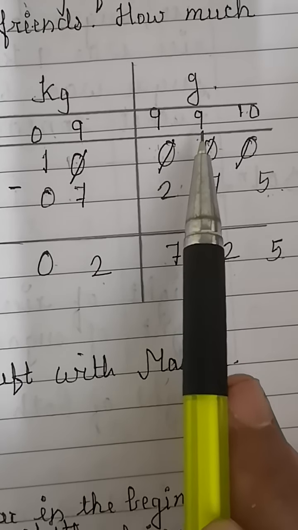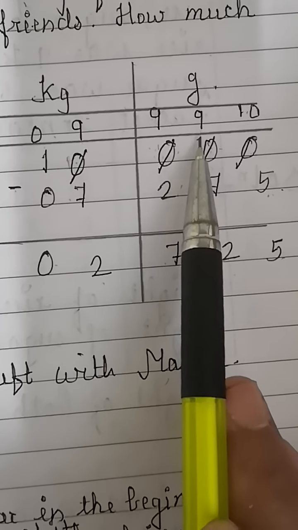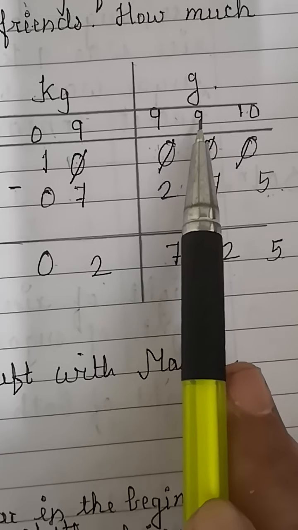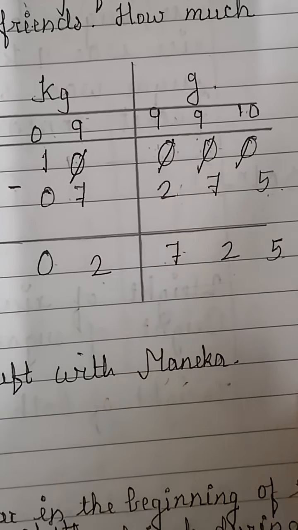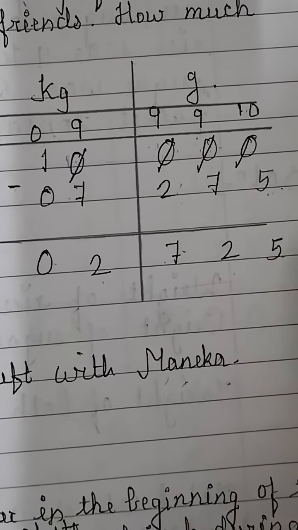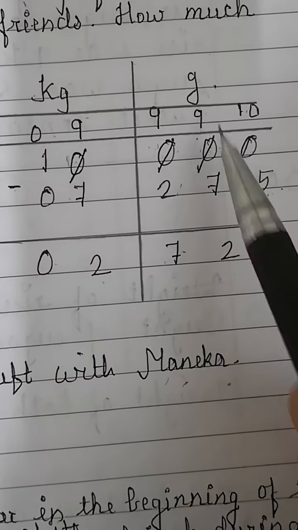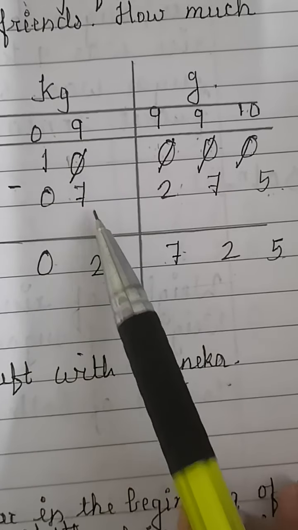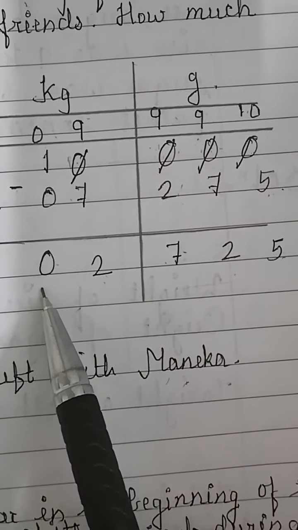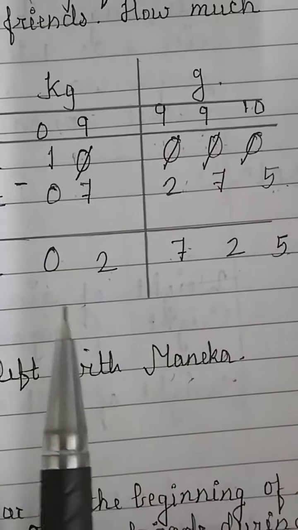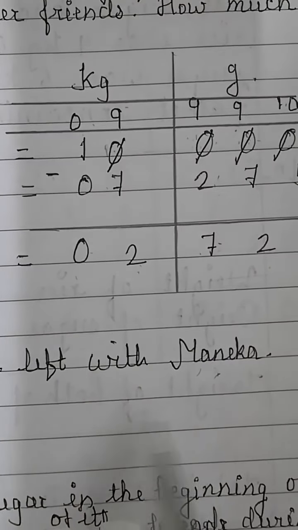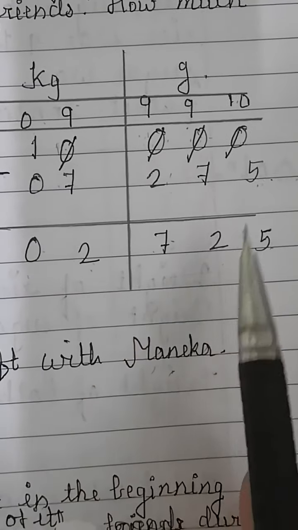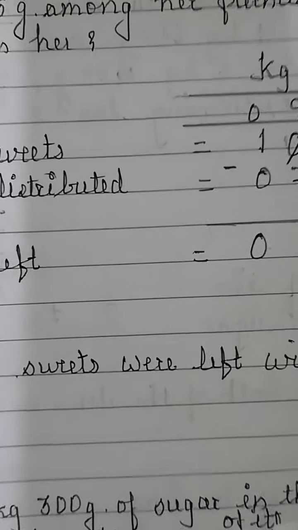Whatever 1 plus 0 is there, this 10 will give here 1. So here also 9 will remain. Now let's subtract. 10 minus 5, 5. 9 minus 7, 2. 9 minus 2, 7. Then kilogram, 9 minus 7, 2. And 0 minus 0, 0. So the quantity of sweets left with Monica is 2 kilogram 725 gram.